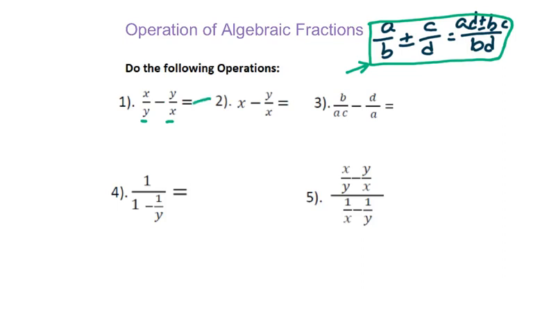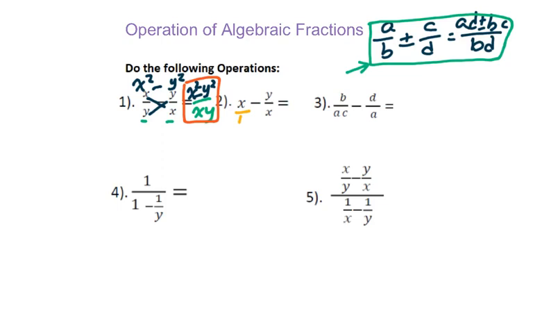So you got denominator multiply, that's xy. Then you do cross multiply. X times x means x squared. This is minus, so y times y, that's y squared. So you got x squared minus y squared over xy. This will be the solution.